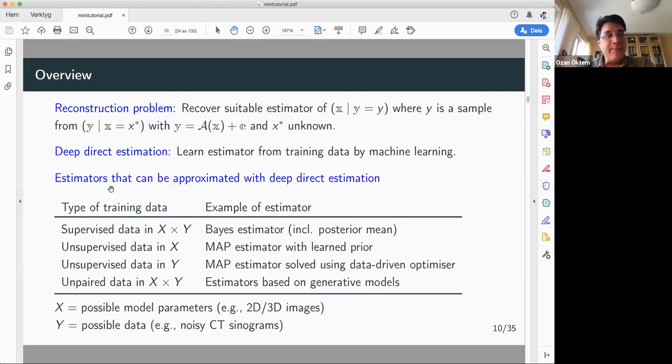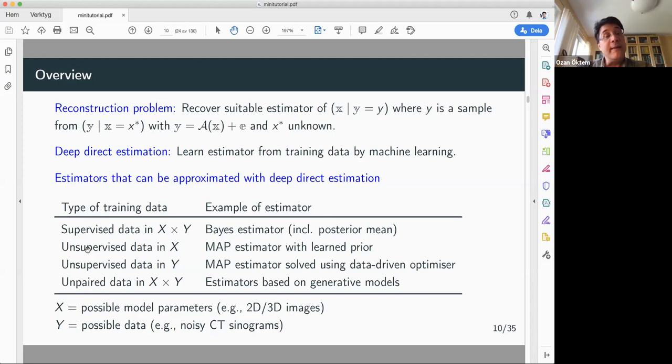So which type of estimators can you then compute with machine learning or deep direct estimation? Directly try to approximate the estimator, so to say. Well, as I said, it depends on the type of training data you have. If you have supervised data, you could try to compute a Bayes estimator, which in particular includes the posterior mean, if you choose the loss function appropriately. Keep in mind that X here, in tomography, would be the set of 2D, 3D images, and Y in tomography would be the set of possible tomographic data. So these are very high dimensional spaces.